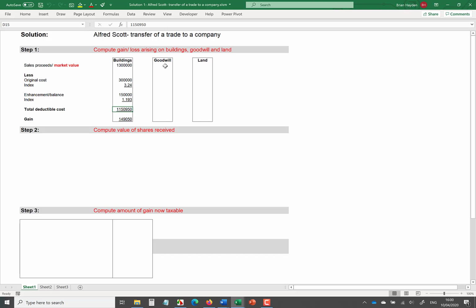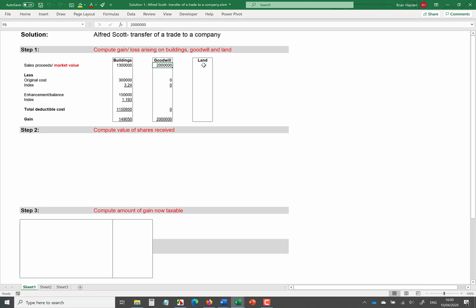Goodwill is much simpler. Typically goodwill is generated rather than purchased. You don't tend to actually write a check to buy goodwill if you set up a business from the start. So the market value of the goodwill is 2 million, and there was no cost applying to it. So there's a gain of 2 million on it. So that's obviously going to have quite a significant tax impact potentially.